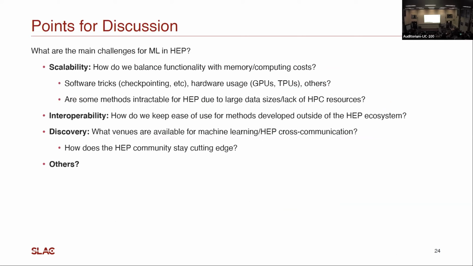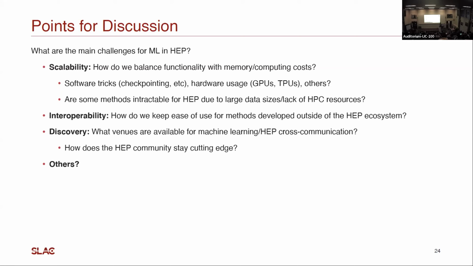And so with that, I just want to close with some points for discussion. The three big areas that I thought of when I was thinking about the main challenges for machine learning in high energy physics are, first, scalability. So how do we balance functionality with memory and computing costs? Like if we make something differentiable, so use one of these automatic differentiation frameworks, what does that add onto our overhead in terms of memory and computing?